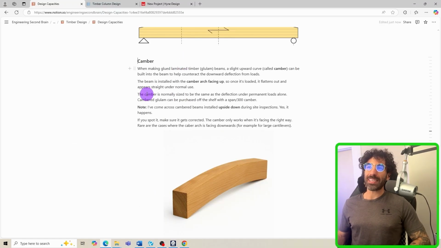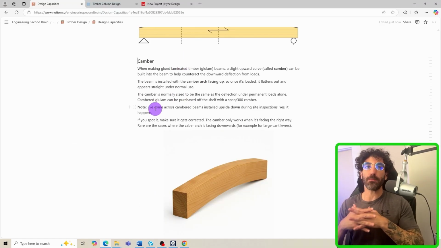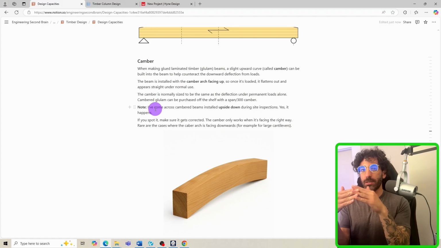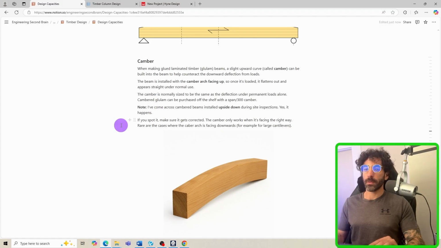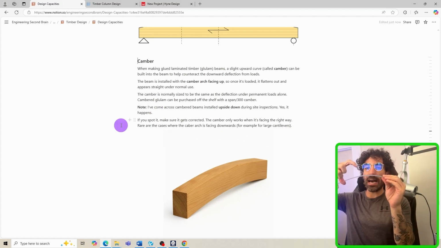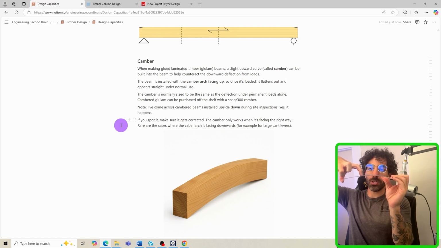Now let's talk about camber. To camber a beam means to curve it or arch it. That helps to counteract the downward loads. So if you have a curve in the beam and then you apply permanent loads, the beam deflects to its normal state instead of deflecting a little bit more than its normal state.